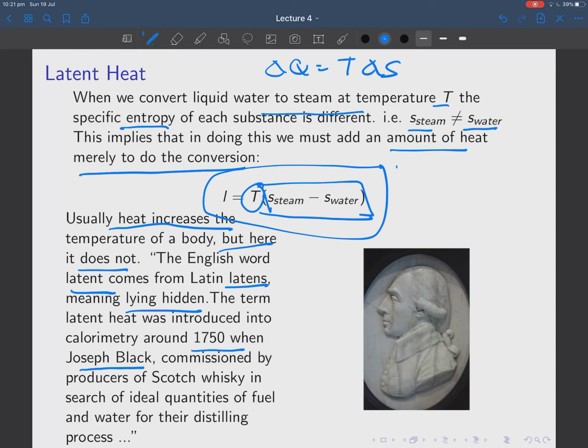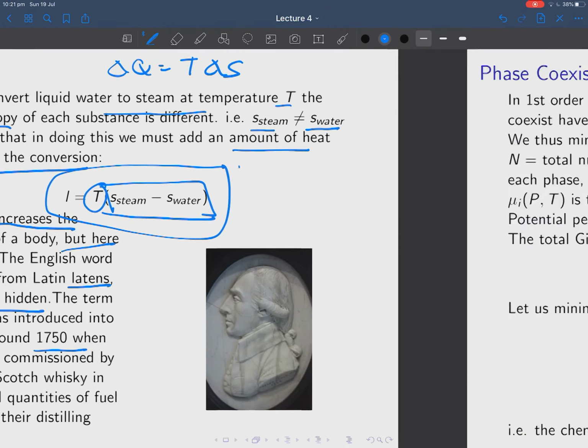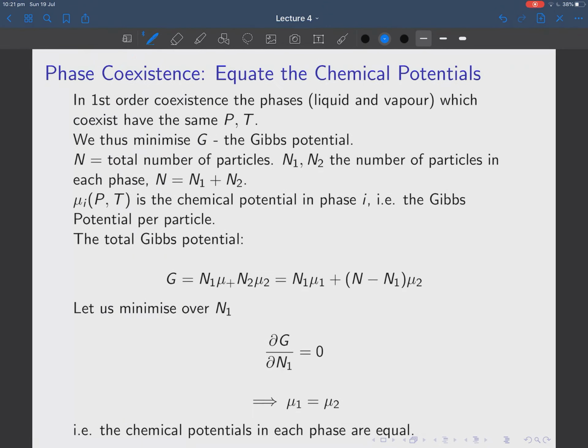A lot of the contributions to thermodynamics come from Scotsmen for some reason. This one was done by Joseph Black, and he was commissioned by the producers of Scotch whisky in search of ideal quantities of fuel and water for the distilling process. In thinking about this, he discovered the idea of latent heat. So there's Mr. Black there.